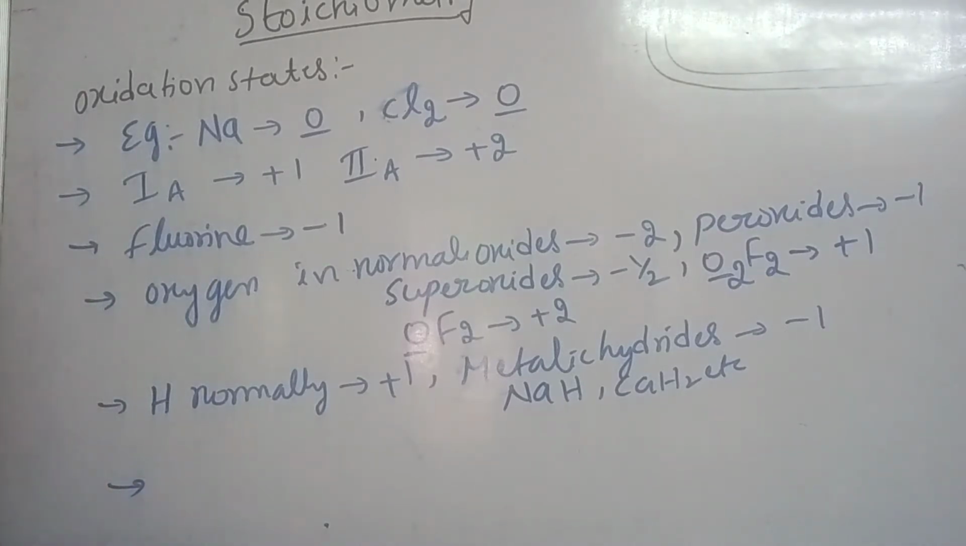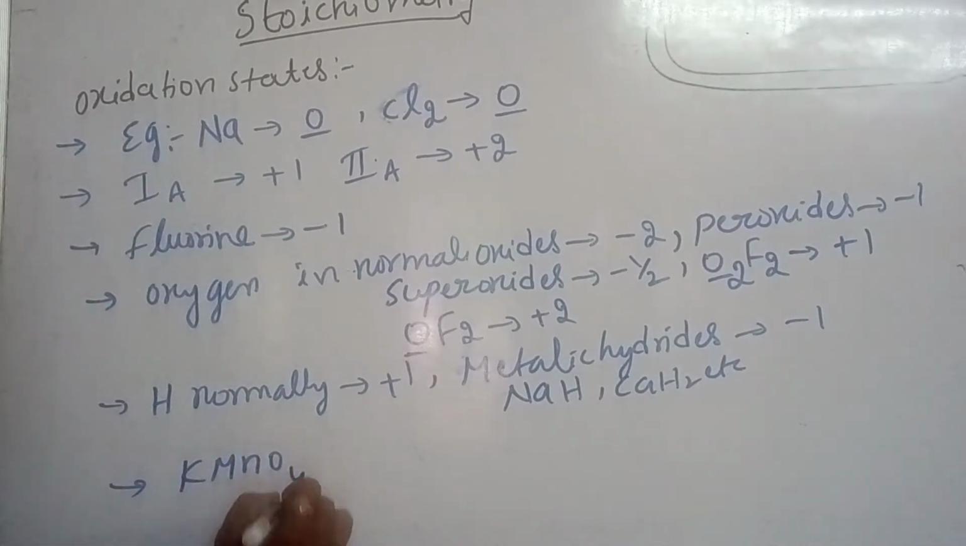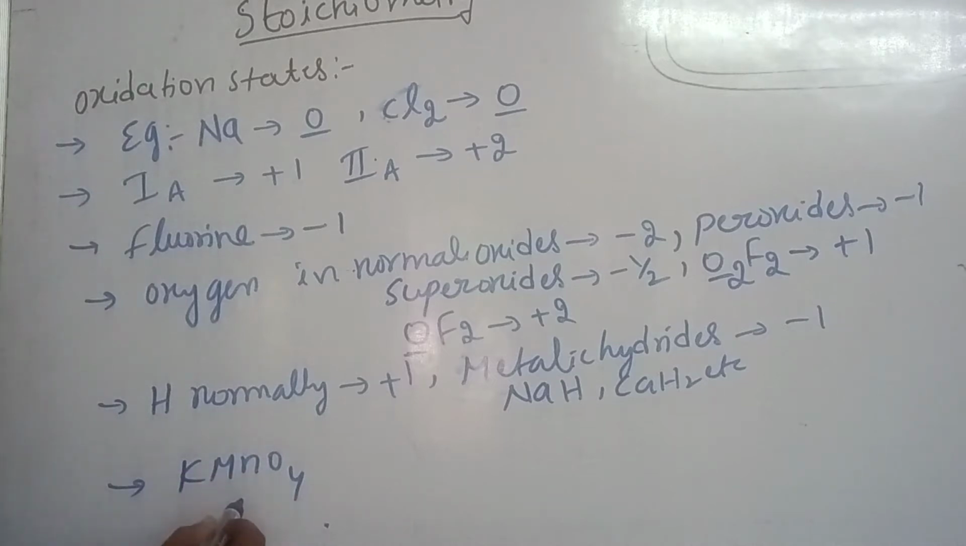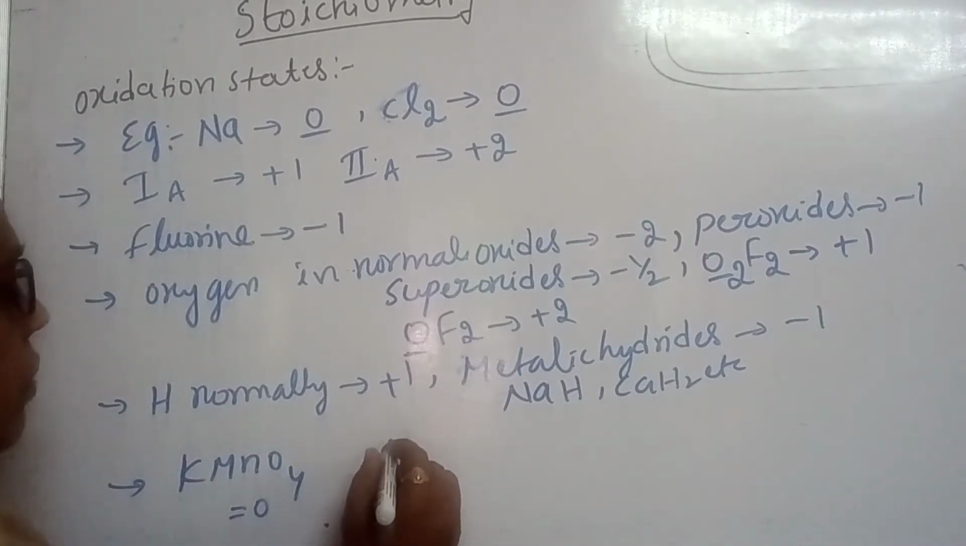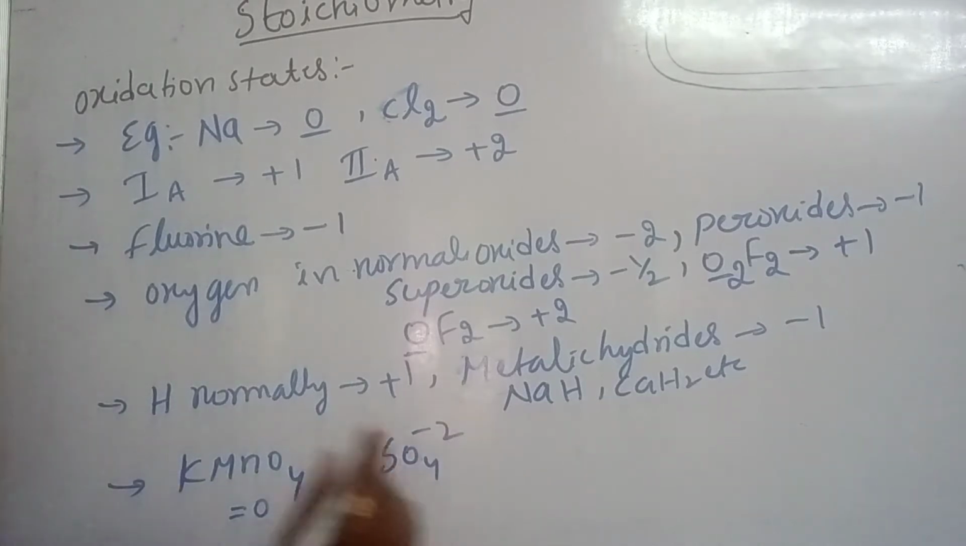The last rule: in neutral compounds, the sum of the oxidation states of all elements is always equal to 0. For example, take KMnO4, potassium permanganate. There is no charge above it, so the given compound is neutral. For neutral compounds, the sum of the oxidation states of all elements present in the compound is always equal to 0.